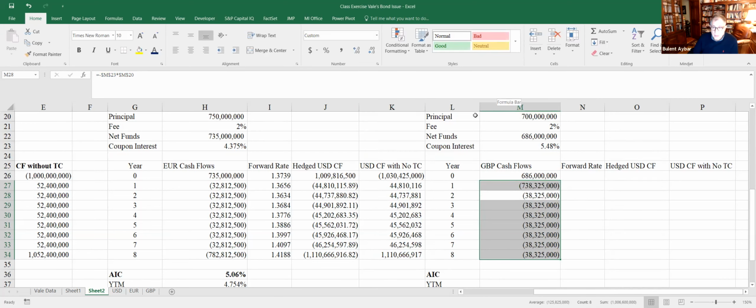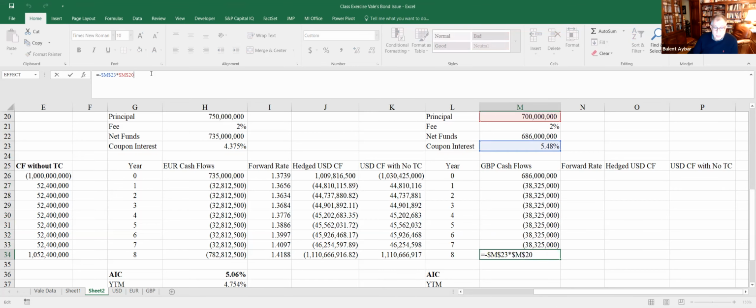Oops, wrong place. So add the 700 million principal paid out in here.